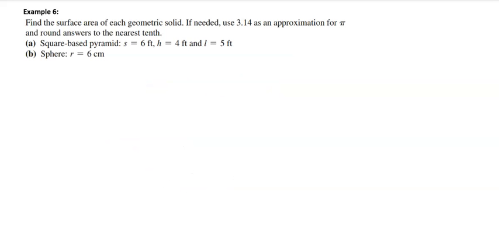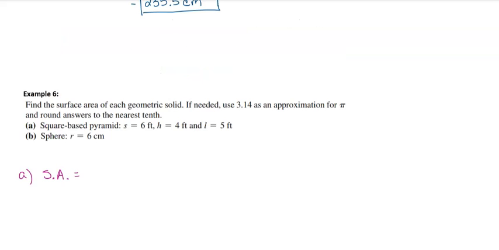My last example is finding surface areas of geometric solids, and the same deal, 3.14 for pi and round to the 10th. So the first one is a square-based pyramid. So we need to figure out what the surface area is, and generally use S, or you can say SA for surface area. I find SA to be a little bit more specific because S stands for lots of different things. So SA or S.